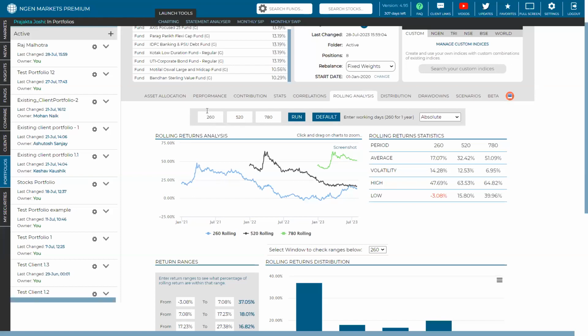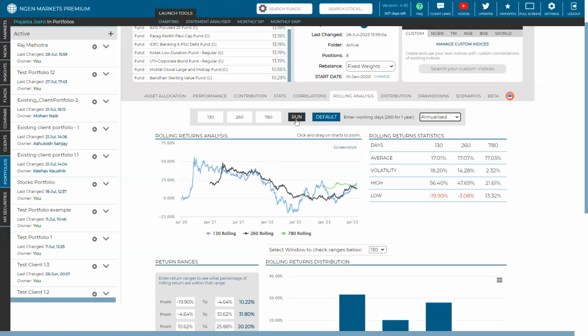For that, you'll have to customize these windows. Currently, these are set as 260, 520, and 780, which is equivalent to 1 year, 2 year, and 3 year. So if 260 is 1 year, then 6 months will be 130. I'll just change this to a 130-day window. Next, I want 1 year, so it will be a 260-day window here. And the third window, of course, will be 780 days. That's a 3-year window, so I'll keep this as 780 only. And now I want to choose this methodology as annualized return, and I click on run.